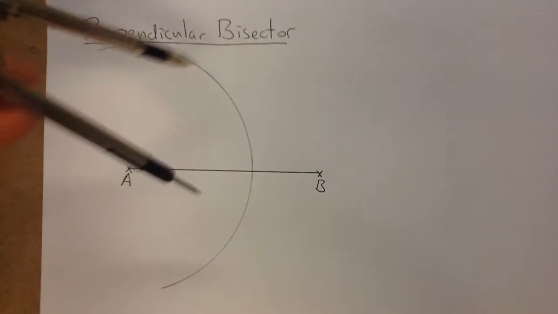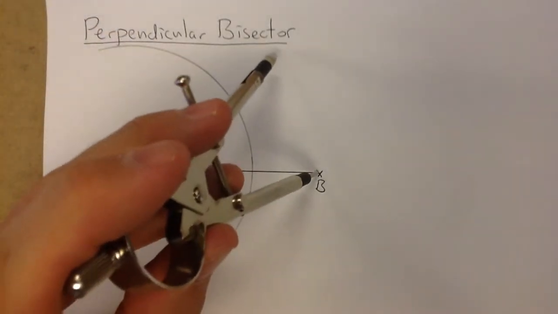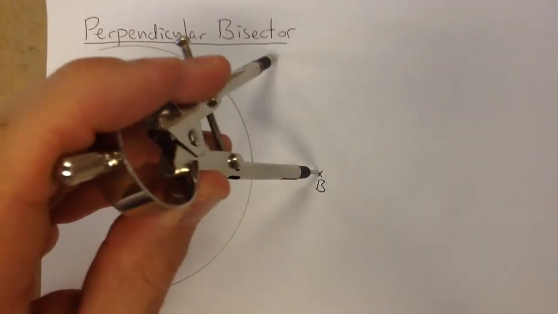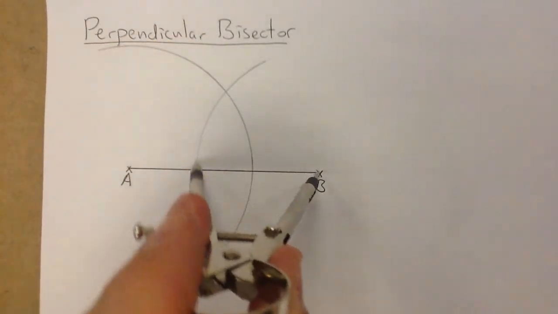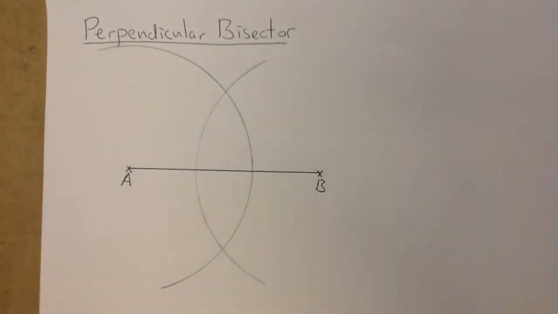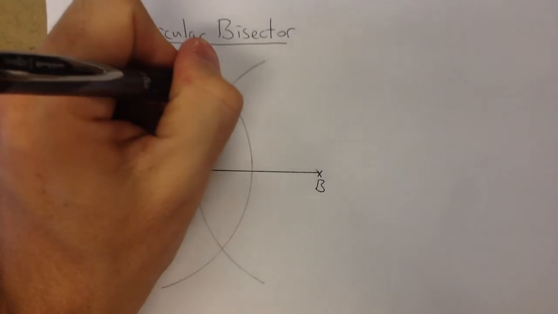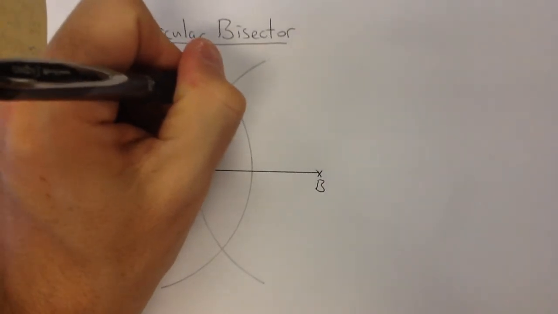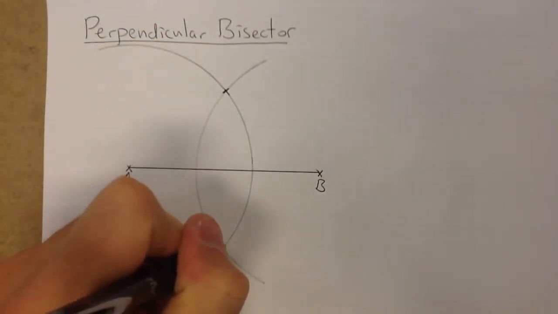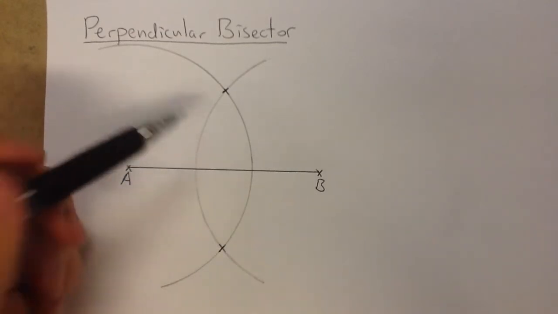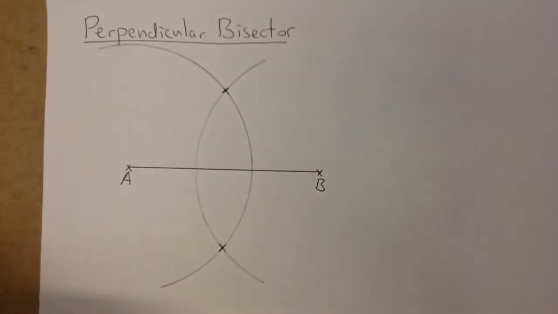here. Flip it around, go from B, comes down, it hits at the top, and it hits at the bottom. So really the key thing is we get this intersection and this intersection. So it's kind of almost like a Venn diagram where the two circles overlap.